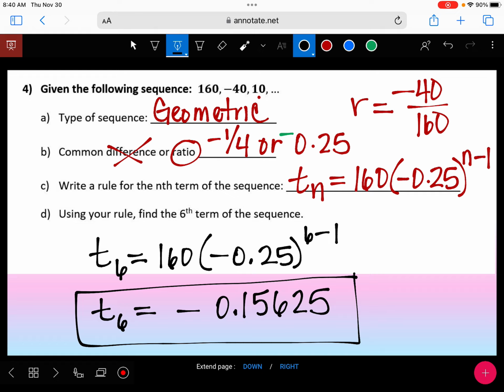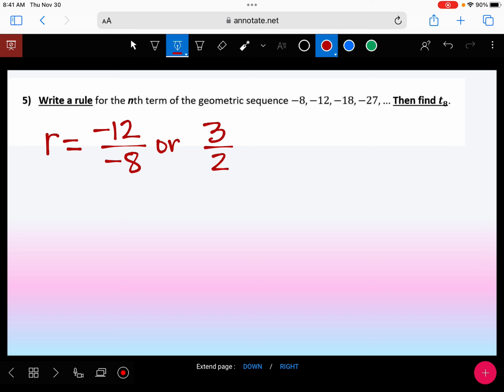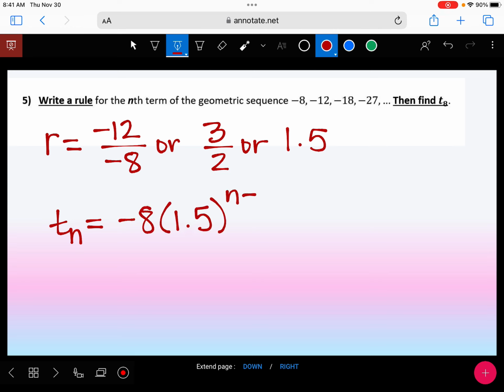All right, let's look at question number 5. Again, we need to write our rule. So we need to know our common ratio, which would be negative 12 divided by negative 8, which, if you divide by 4, can be written as 3 over 2. Or you could write it as 1.5. So your rule is negative 8 times 1.5 to the power of n minus 1.